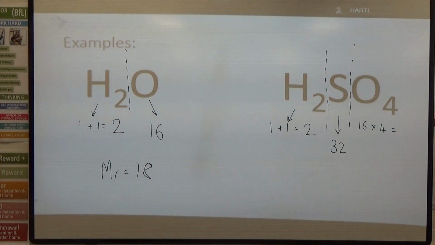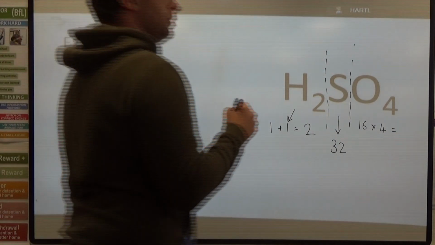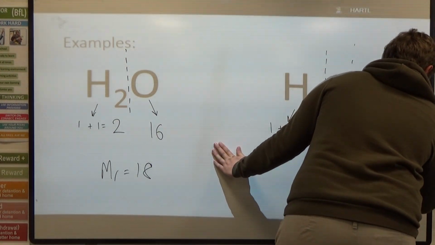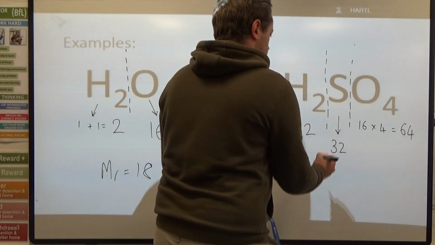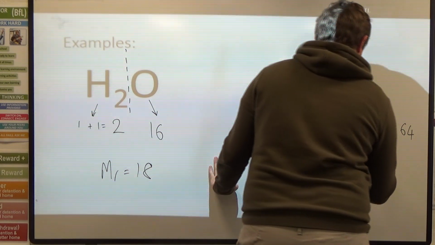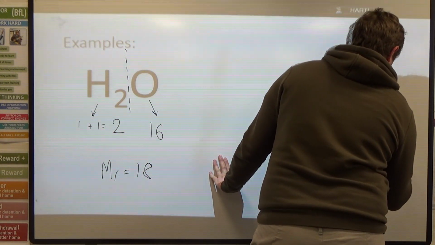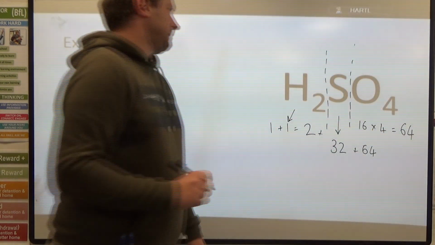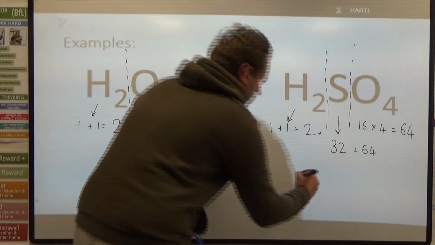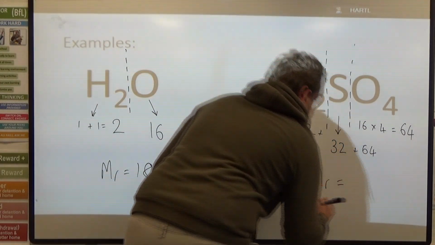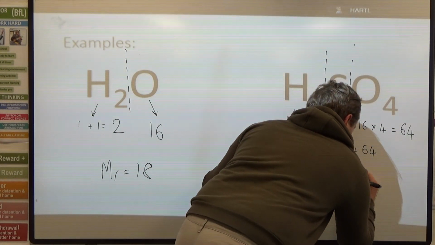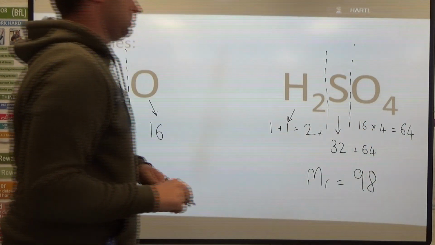Can't do it off the top of your head? Use a calculator. There's a calculator on your computer. Matt, you're logged on. 64. Sophie? 64. Okay, so then what you need to do is add your 2, your 32, and your 64 together to give you 98. Okay, relative formula mass of 98.